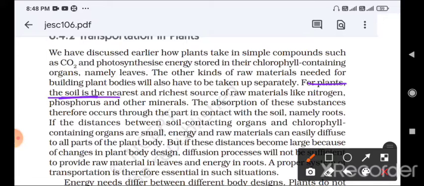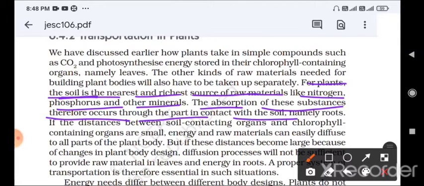The soil is the nearest and richest source of materials like nitrogen, phosphorus and other minerals. The absorption of these substances therefore occurs through the part in contact with the soil, namely the roots. These substances, nitrogen, phosphorus and minerals, are absorbed into the plant with the help of roots only, because the roots are near the soil. So with the help of roots only, plants absorb these kinds of substances.